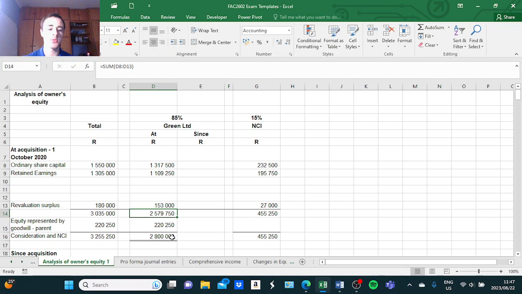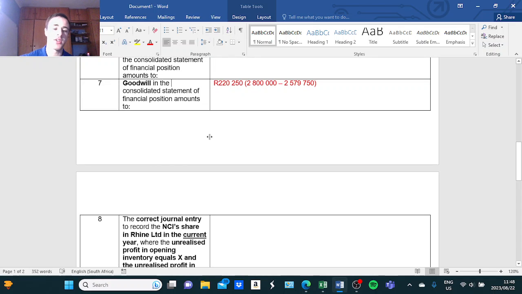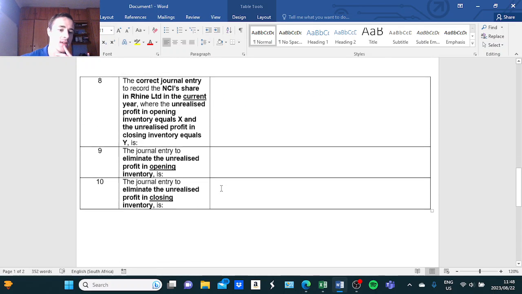Okay, the difference between these two should give you 220,250. Again, goodwill is 100% attributable to the parent, so no portion is allocated to NCI, meaning that the same amount will be shown in the total column. So the amount of goodwill, as disclosed in the consolidated statement of financial position, amounts to 220,250. Please take note of this calculation so that you can understand how the goodwill is calculated.